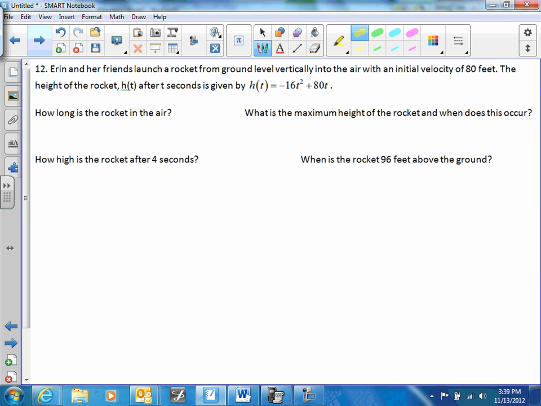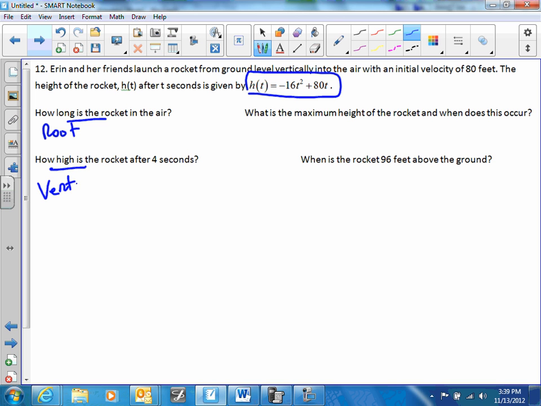Now, the next one, Aaron and her father launched a rocket from ground. Okay, this is the equation you're going to put in your calculator. Negative 16t squared plus 80. Now, notice what you got to look at. How long is the rocket in the air? So that is a root. How high? That's your vertex.